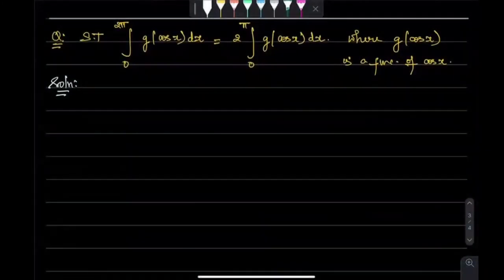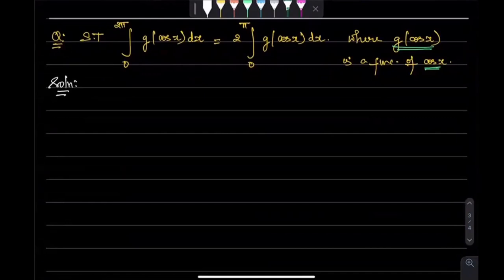This is how to do this problem. It's very clear. Your g of cos x means it's a function of cos x, just like in place of x, you're having cos x. So how do you do this problem?